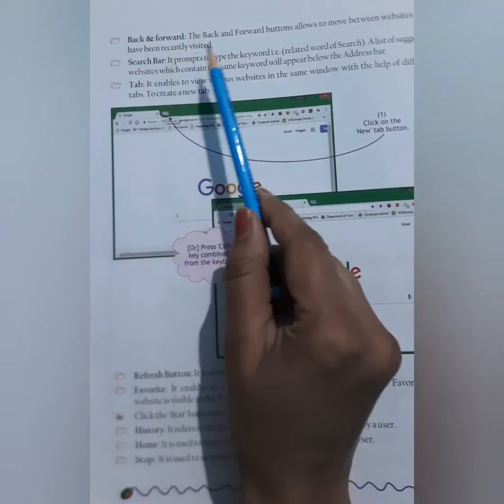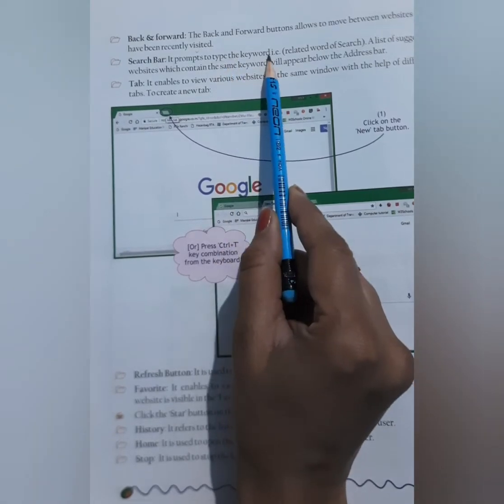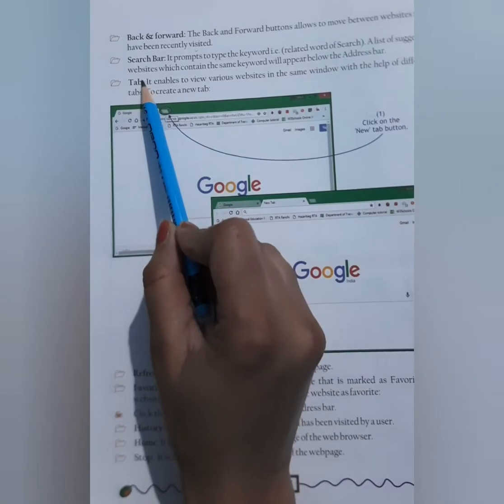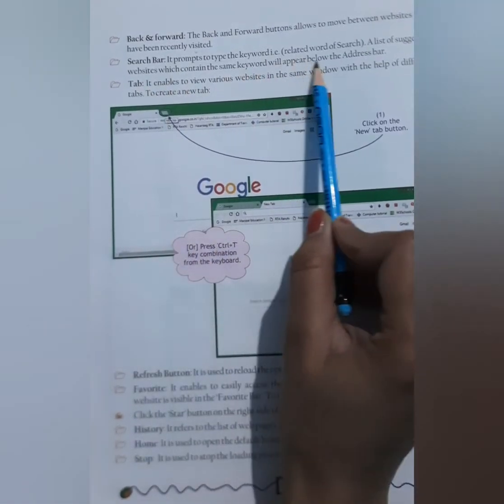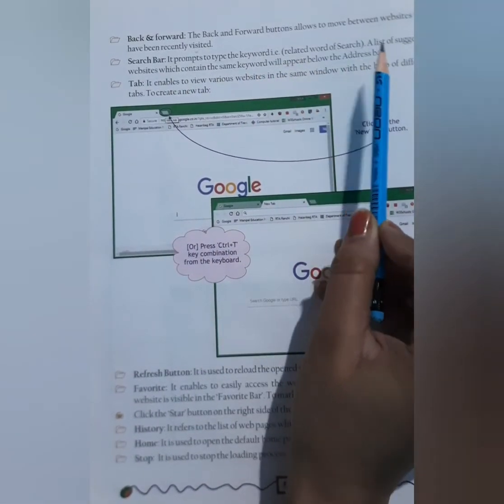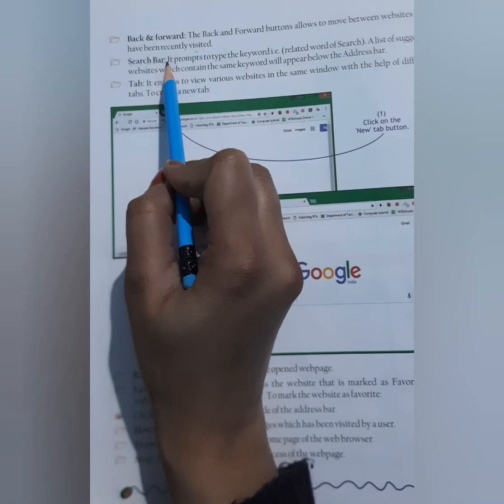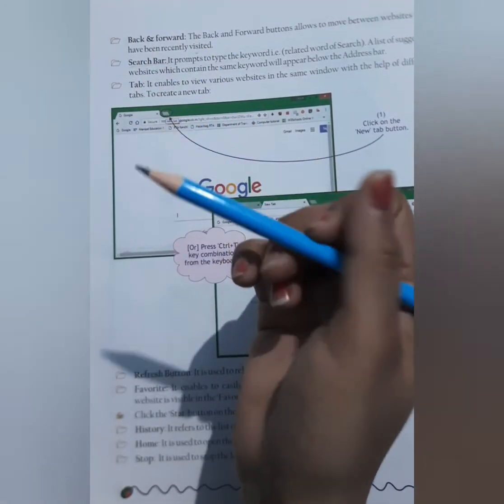Next is search bar. It prompts to type the keyword that is related word of search. A list of suggested websites which contain the same keyword will appear below the address bar. So children, the search bar, as soon as you type any kind of keyword, means some words that are related to your questions. Okay, suppose I have to search the images for a flower.